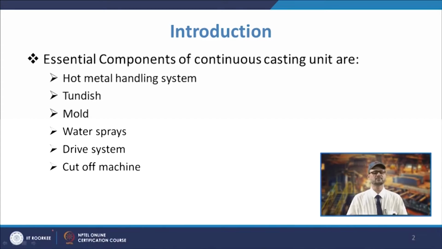Welcome to the lecture on components of continuous casting unit. We will be talking about the different essential details and the components of the continuous casting unit, and also about its significance in the continuous casting process. As we move on, we will talk about these components: hot metal handling system, tundish, mold, water sprays, drive system, and then cut off machine.